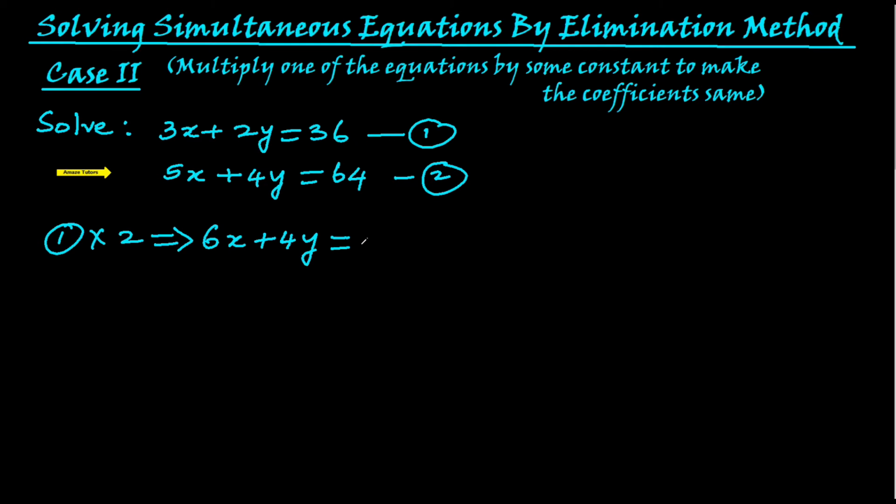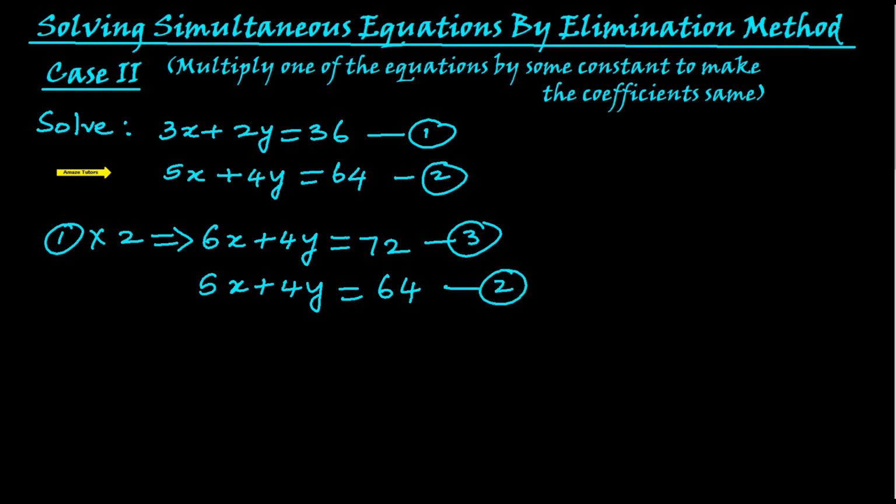Now 36 times 2, 72. If you want, you can name this as 3. And I am repeating equation 2. Now, it is easy for us to eliminate as the coefficients 4 and 4 are the same. But both of them have the same sign.